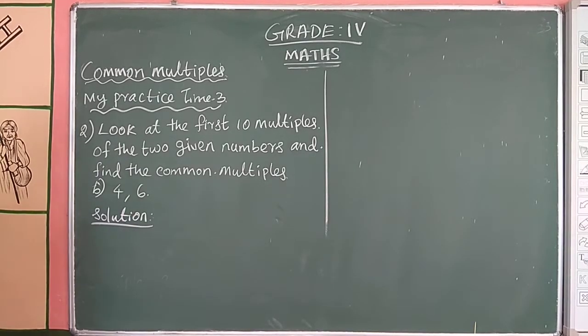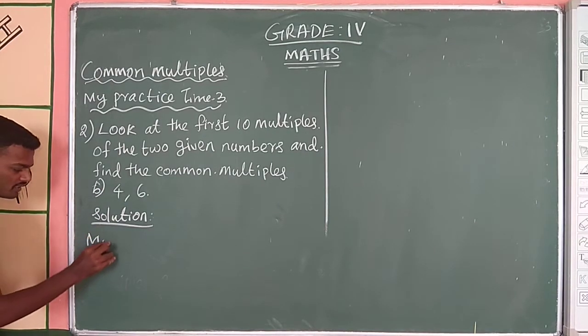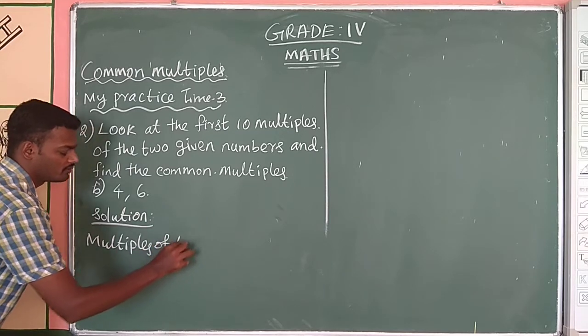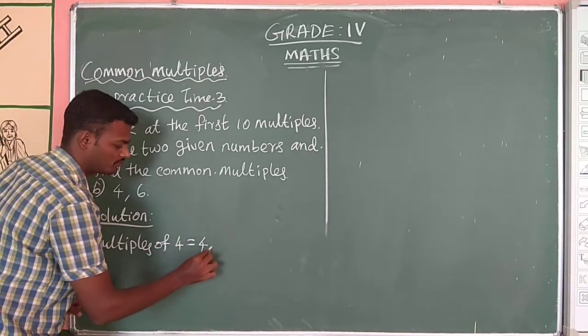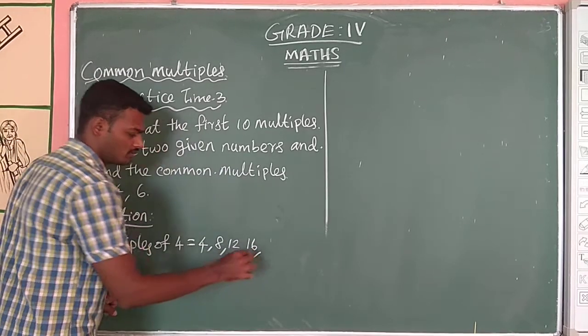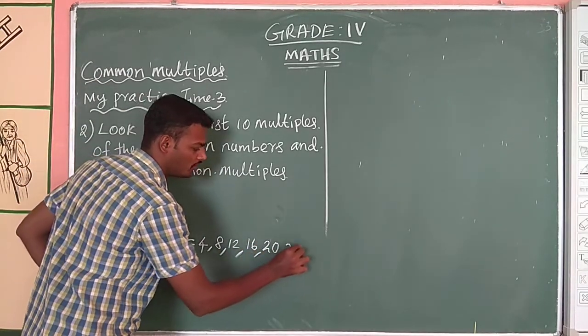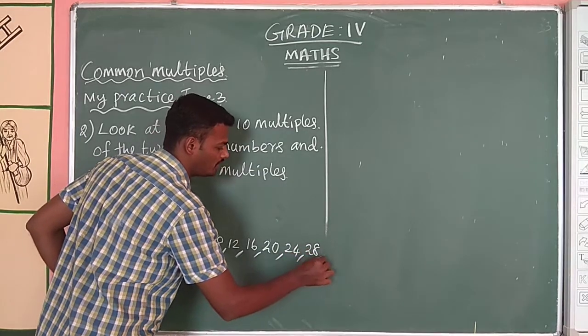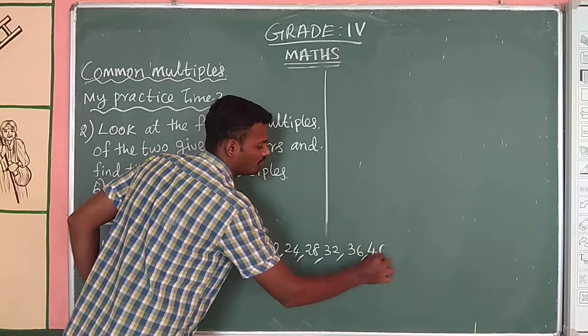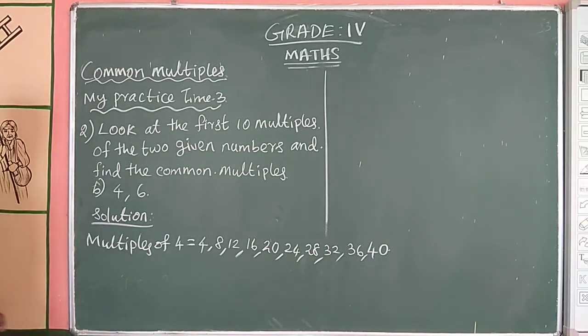Next one, second sum, part B question: 4 and 6. First 10 multiples of 4 is equal to 4, 8, 12, 16, 20, 24, 28, 32, 36, 40. So those are the first 10 multiples of 4.